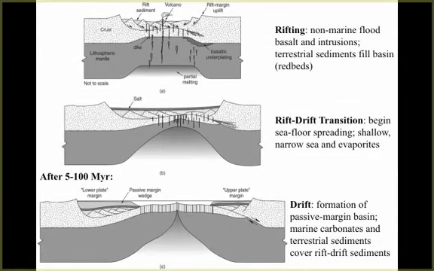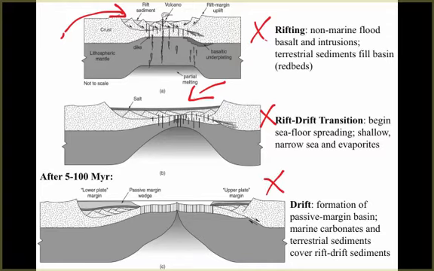These diagrams show the progression from rifting, where we have non-marine flood basalts and intrusions into crust, and terrestrial sediments filling basins that are formed in the area that's beginning to rift. Then we move on to the rift-drift transition, where we begin seafloor spreading and have a shallow sea forming and evaporite deposits.